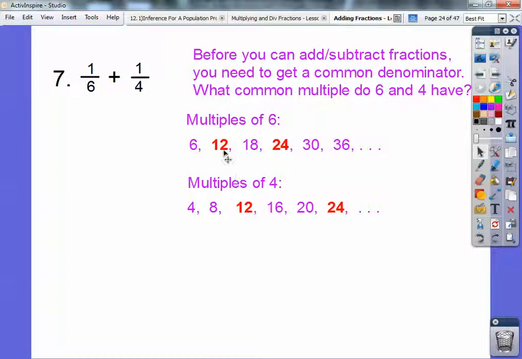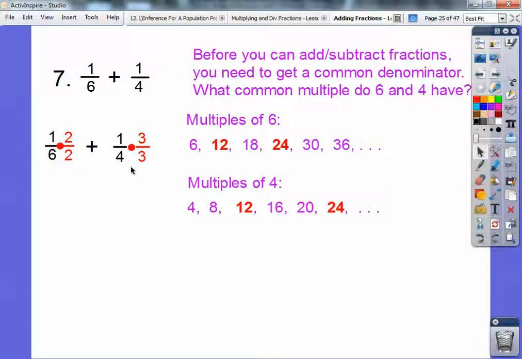So let's go ahead and we're going to multiply 1/6 times 1, because anything times 1 won't change the value. Now I'm going to multiply 1/4 times 1, but my 1 for this guy is going to be 2 over 2, because that's going to get me 12. And my 1 for this guy is going to be 3 over 3. You know, anything over itself equals 1. So what I'm doing is I'm changing the looks of these numbers. So here's my 1 right here. Here's my 1 right here. That's just 1, so it won't change the value.